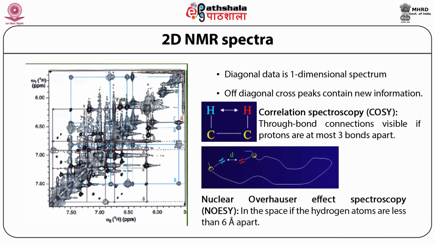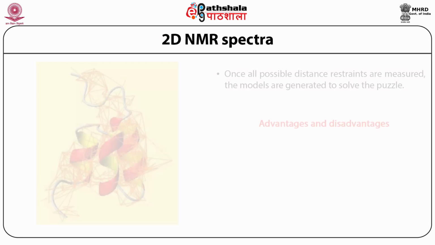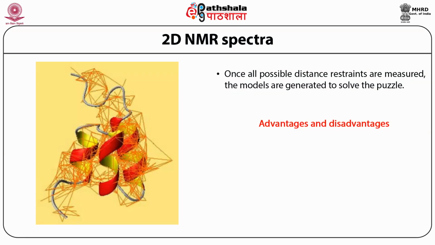And you could do NOESY, nuclear Overhauser effect spectroscopy, where you can look at hydrogen atoms in space which are less than 6 angstrom apart. They need not be closely linked; they could be spatially close by. If you collect this kind of information and treat it as a puzzle, you can do the protein structure construction. As I said before, once you have the information from the different two-dimensional spectra, with all possible distance restraints between the different atoms, the models are generated, and this is almost like solving a puzzle.